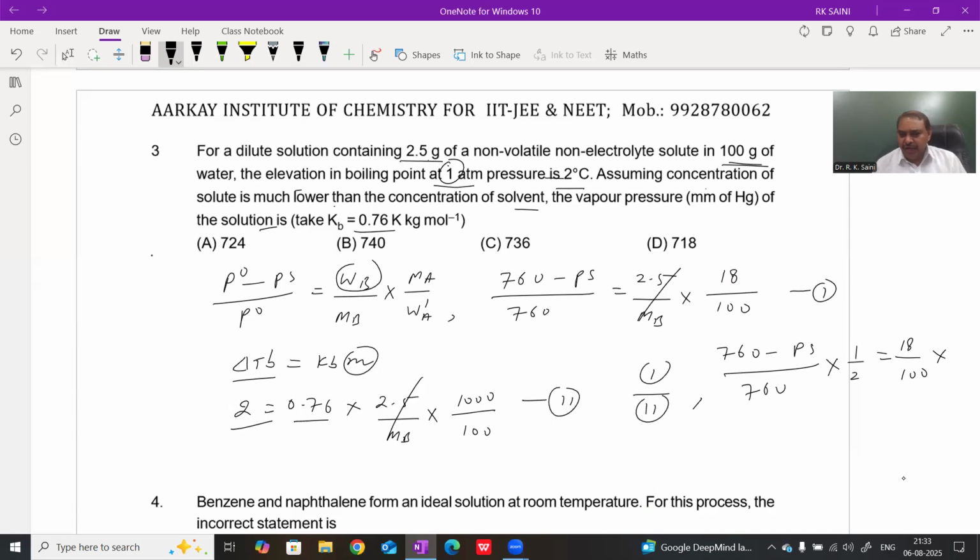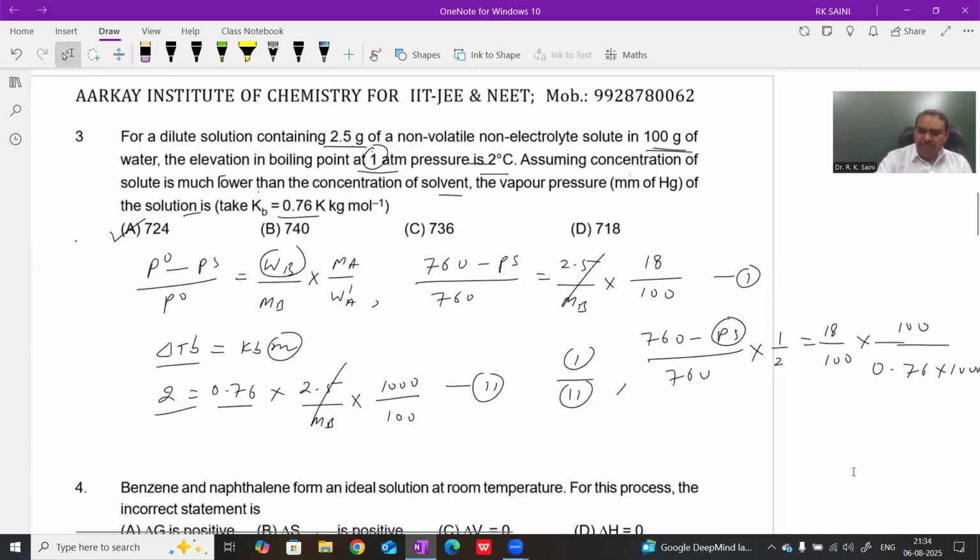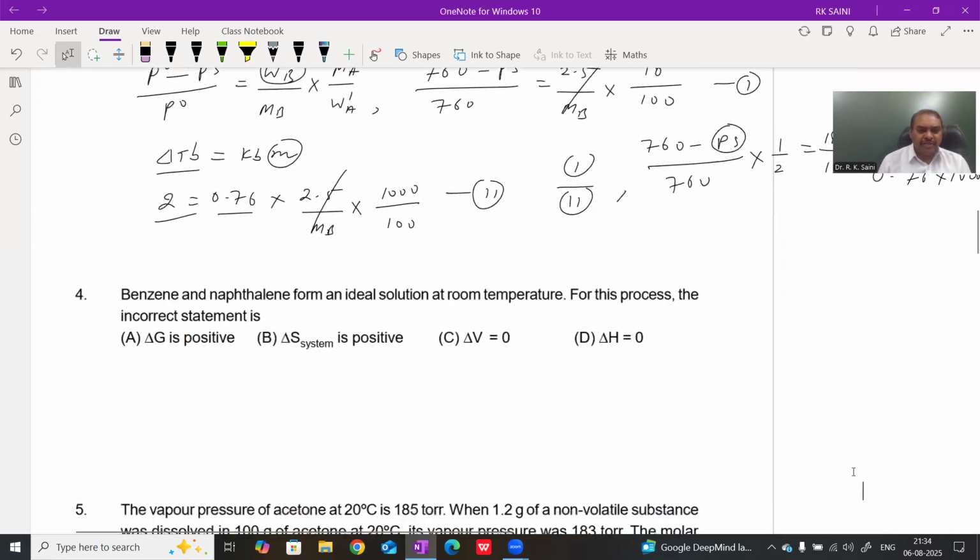0.76 into 1000 divided by 100, and then we find PS. Very easy. Answer A. Calculate the given value and find actual vapor pressure.